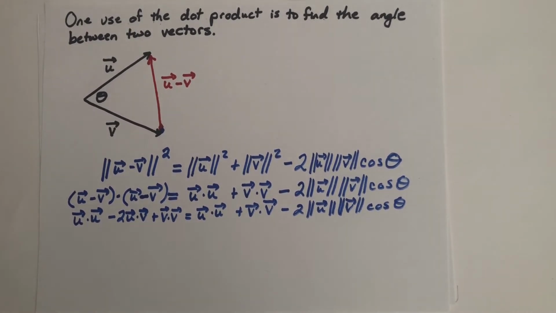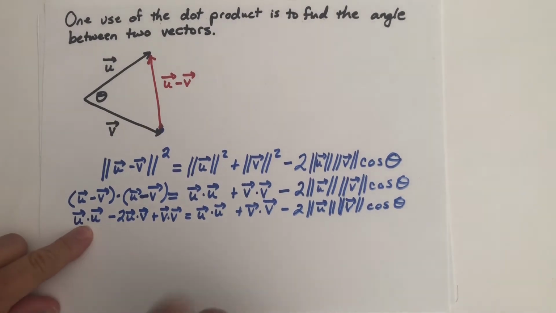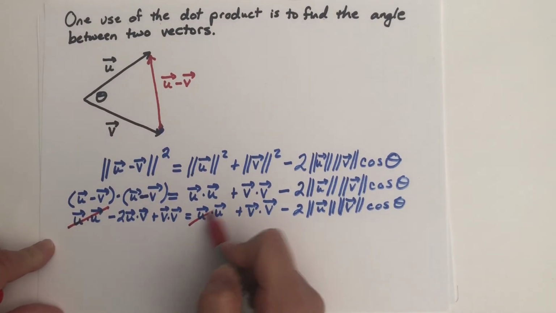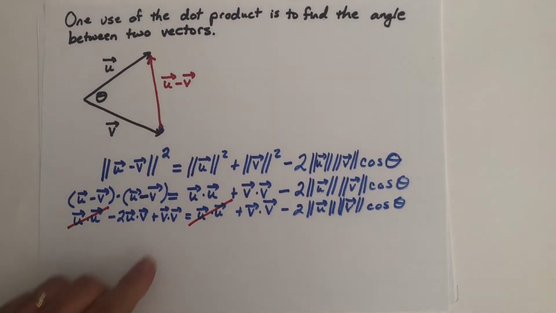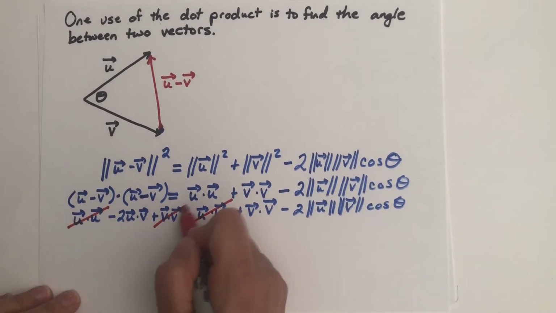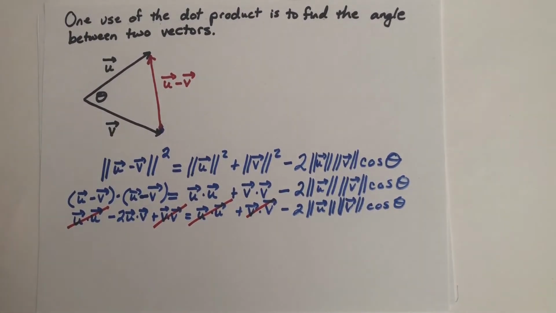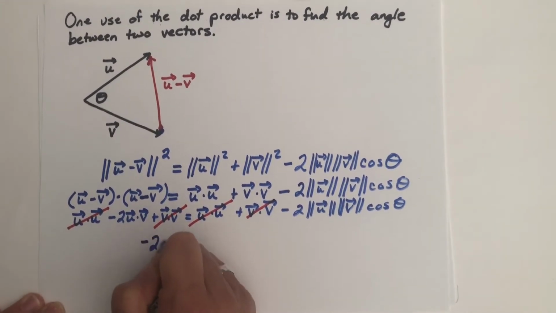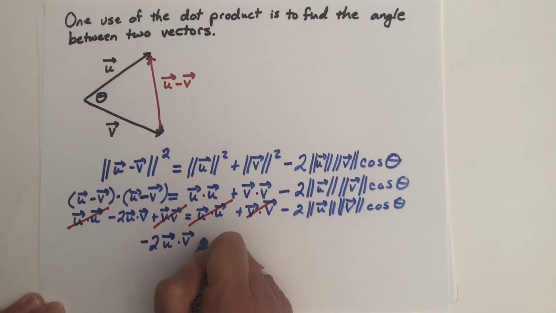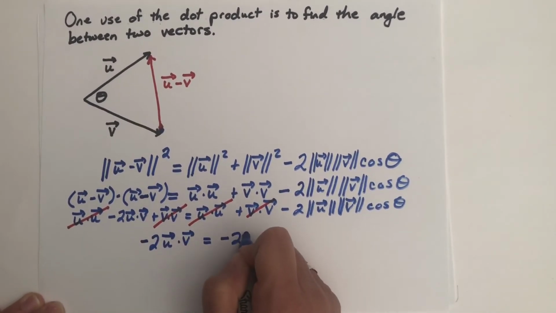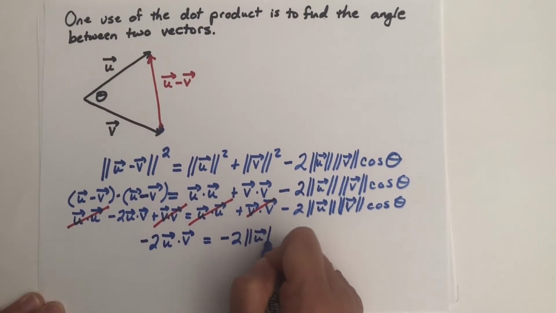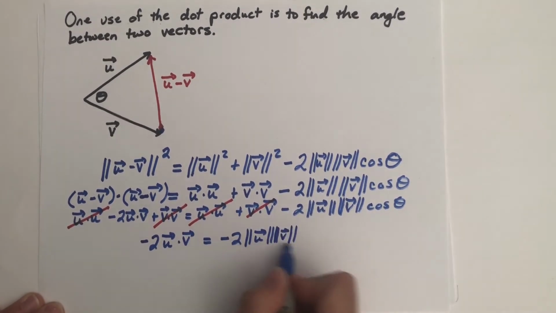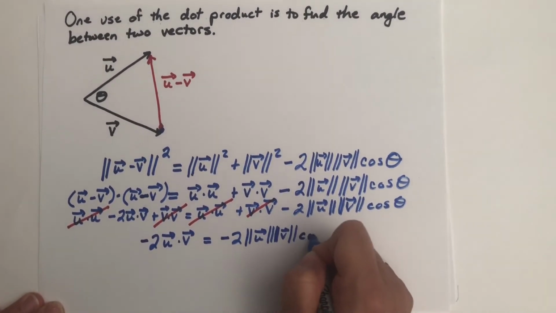Here's what I want you to notice. Right here we have u dot u on the left and we have u dot u on the right. Let's subtract that from both sides. Similarly, we have v dot v and v dot v. Let's subtract that from both sides. So now our equation is, on the left-hand side, negative 2u dot v equals negative 2 times the magnitude of u times the magnitude of v. That doesn't look very good, but that's a magnitude, times the cosine of theta.